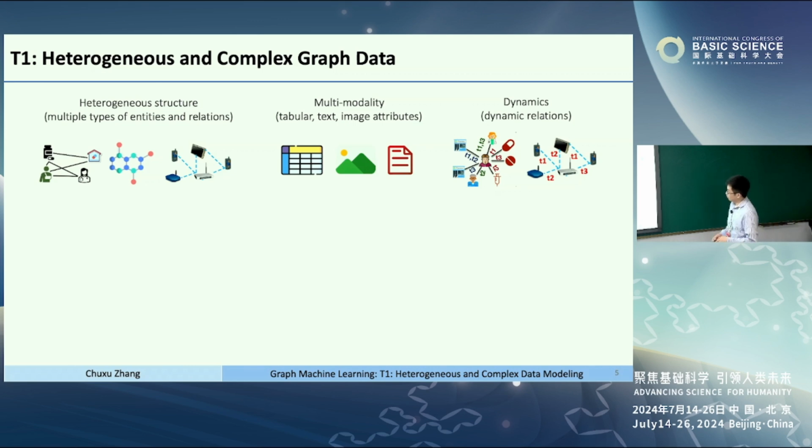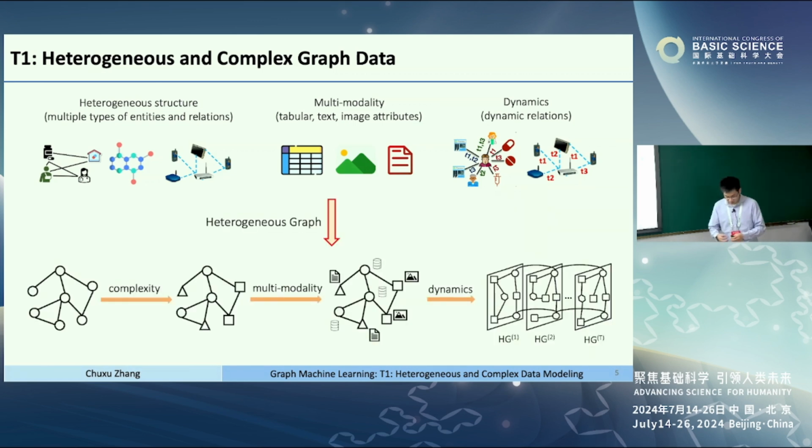Okay, so by considering these three data challenges together, we introduce a concept called heterogeneous graph. So what is the heterogeneous graph? At first, suppose the simplest graph is the homogeneous graph. We have the same type of node, and they are connected by the same type of relations, right? So if we consider heterogeneous structure, then we can use different types of nodes to represent different types of entities, right? And different types of entities are connected by different types of relations, right?